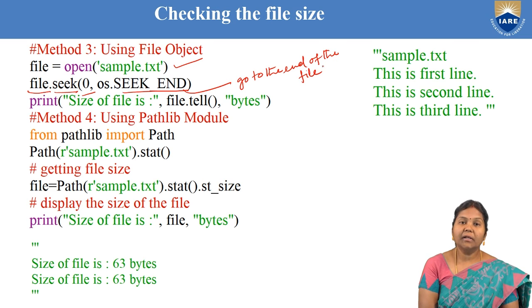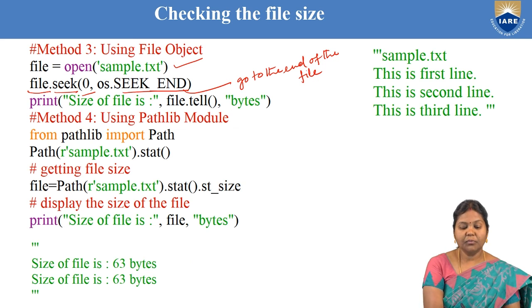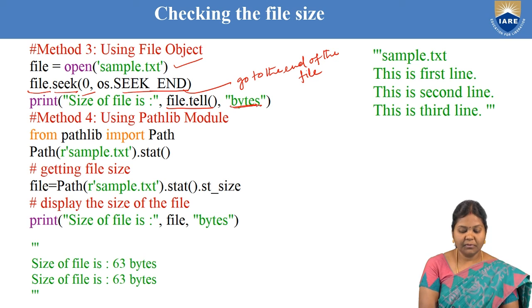Now, after going to the end of the file, using the tell method, we can find the size of the file. You print the size of the file by writing the file object dot tell method. It will give you the current file position, which is nothing but the 63rd byte. So you get the output as the size of the file as 63.